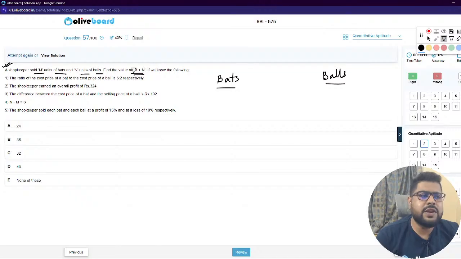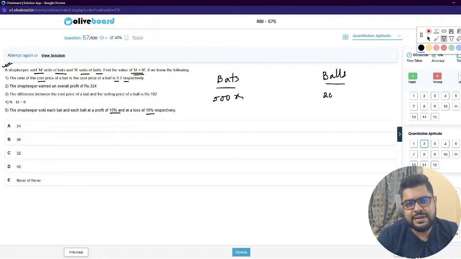Now they are asking, we know the following. Sir, the cost price ratio of bat and ball is 5 and 2. Since percentage is involved, I'll take 500x and 200x. You could have taken 5x and 2x as well, but again since percentage is involved I'm taking 500 and 200. No harm there.